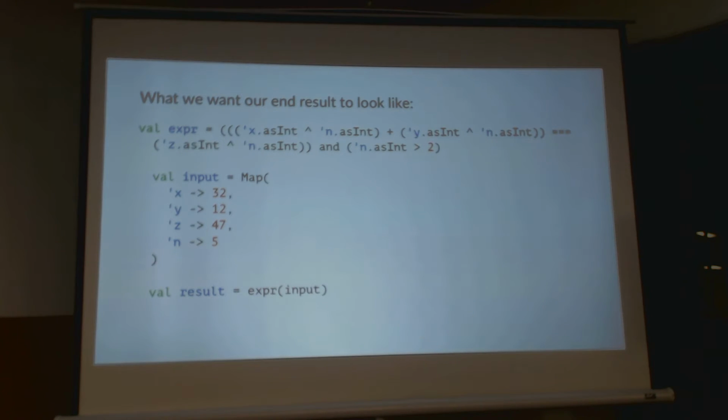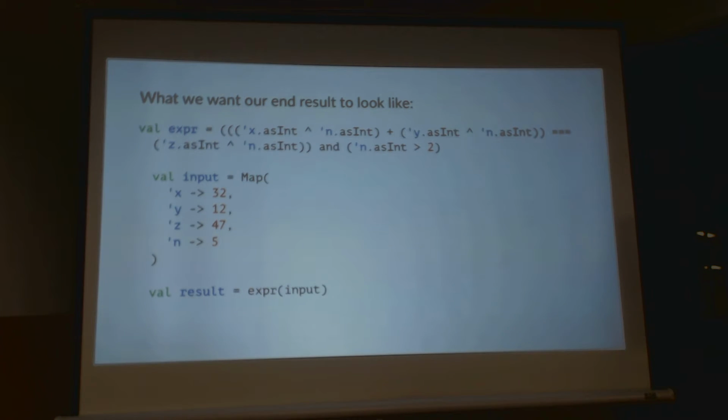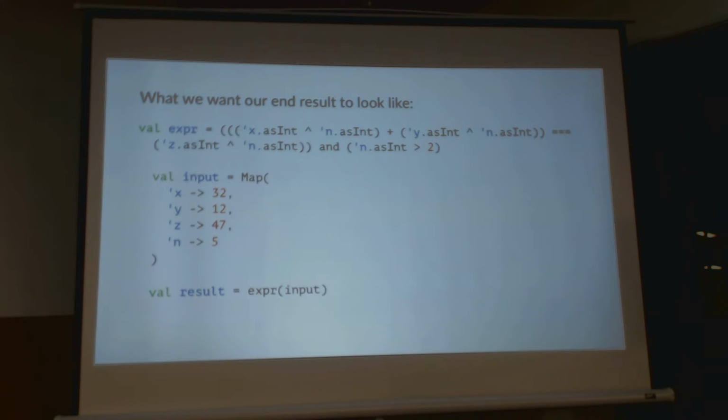So we have x to the power of n plus y to the power of n, triple equals, because remember these are our own DSL operators, z to the power of n, and so you have a Boolean operator, n is greater than 2.